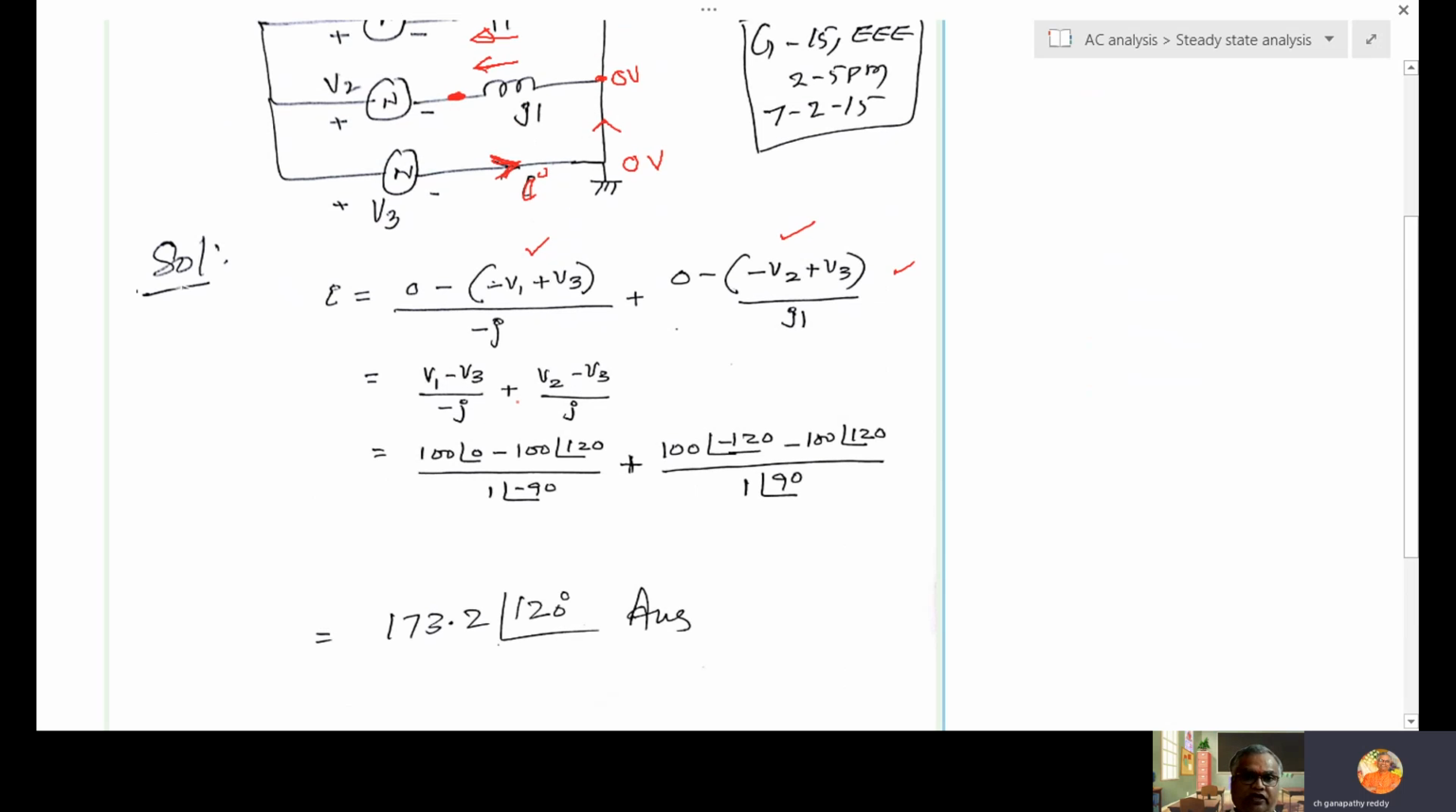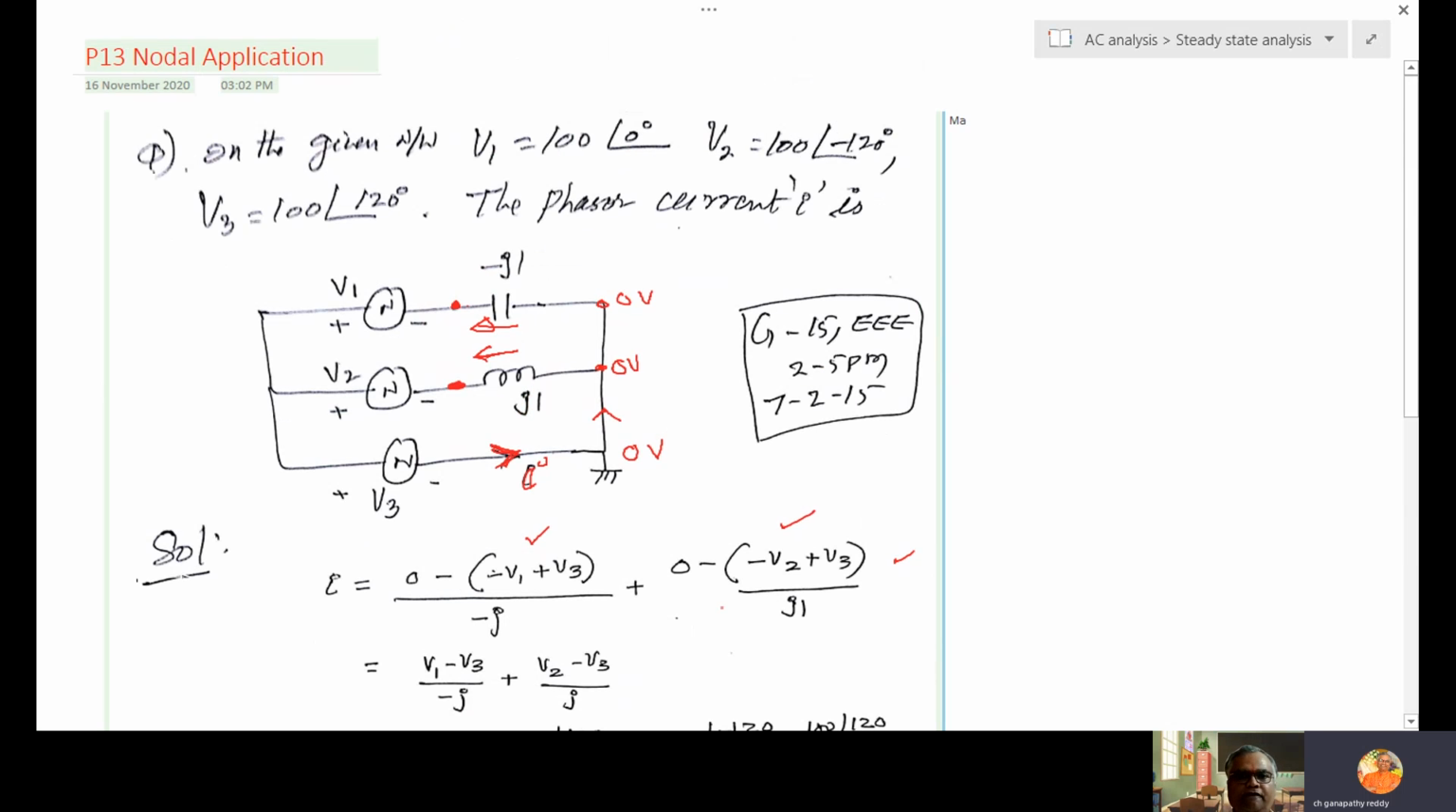But when you are simplifying, the concept is simple, but you need to operate the calculator carefully, fast, and efficiently. Then only you will get the correct answer. The GATE problem.